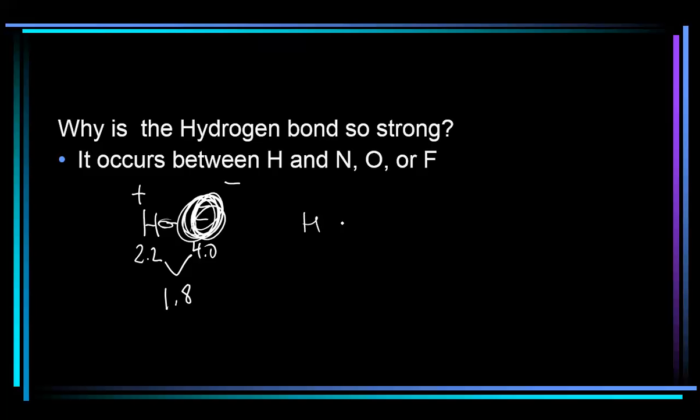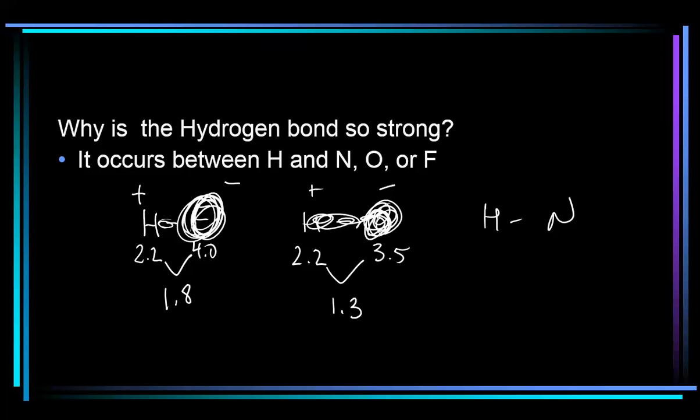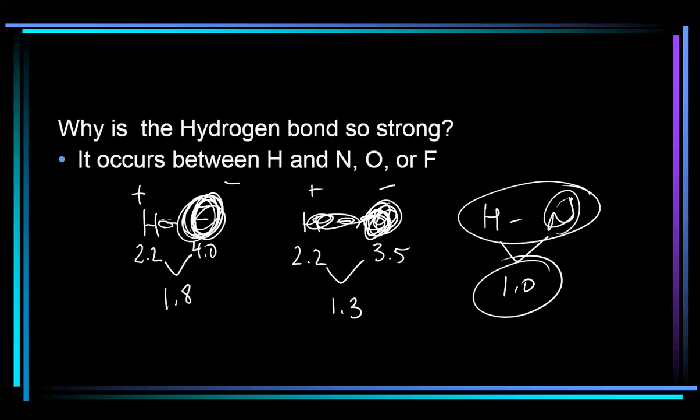If hydrogen were to bond to oxygen, same thing. 2.2, 3.5, that's a difference of 1.3. Super dipole. And finally, to a smaller extent, hydrogen and nitrogen can bond together with a difference of 1.0. Still strong enough to give you some super dipole characteristics.